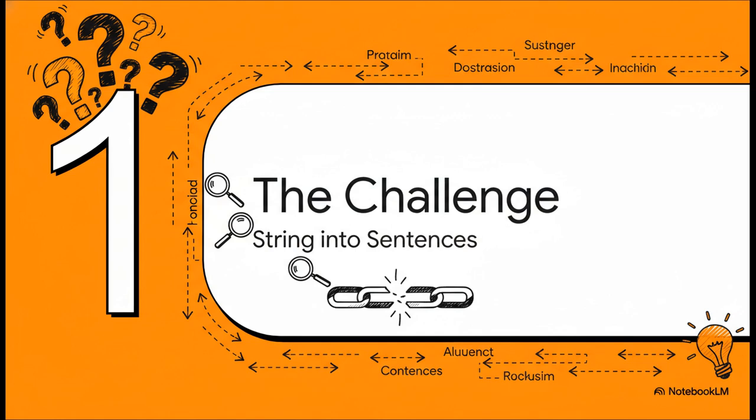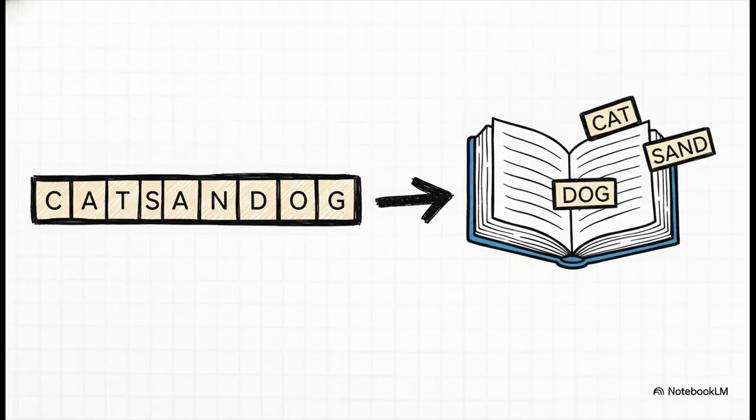All right, first things first, the challenge. Before we can even think about writing code, we have to make sure we're all on the same page about what we're being asked to do. So the setup is pretty simple. We get two things. First, a string with no spaces, like catsanddog. And second, we get a dictionary, which is just a list of valid words we're allowed to use.